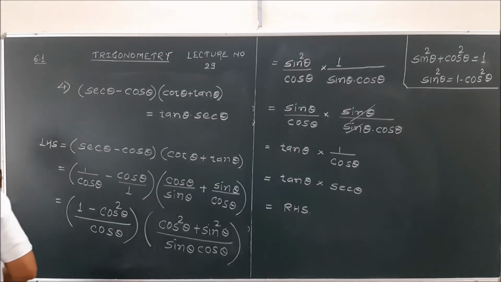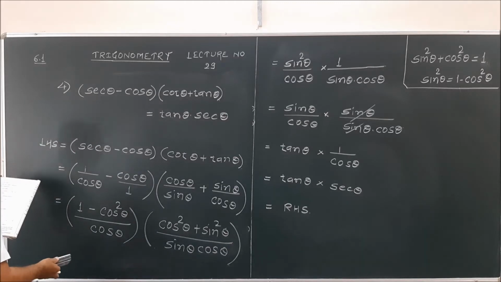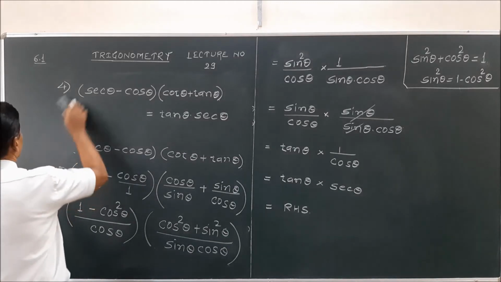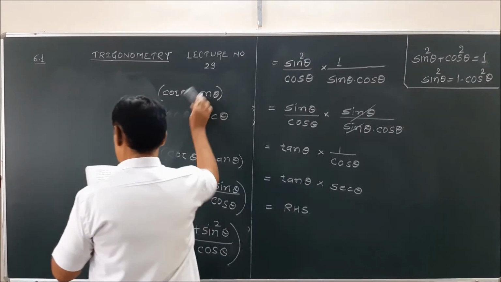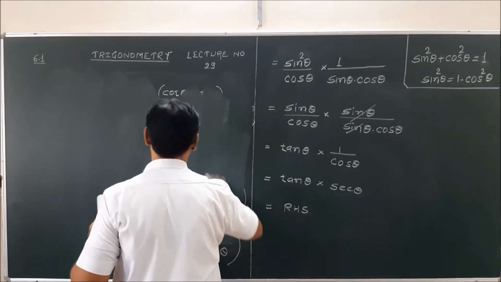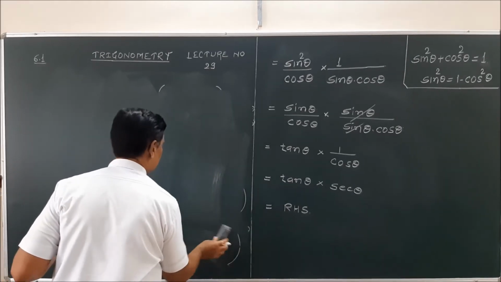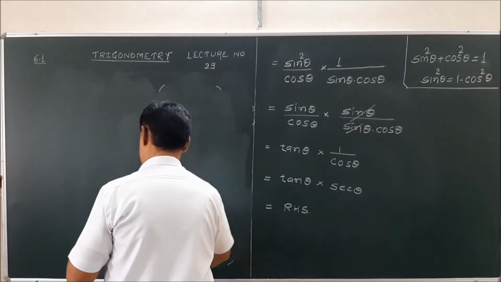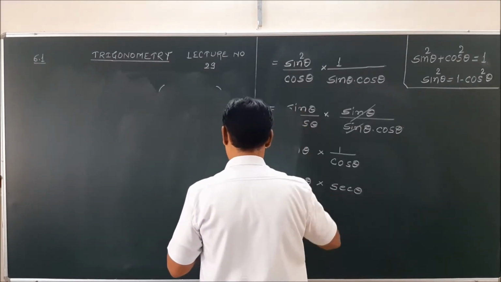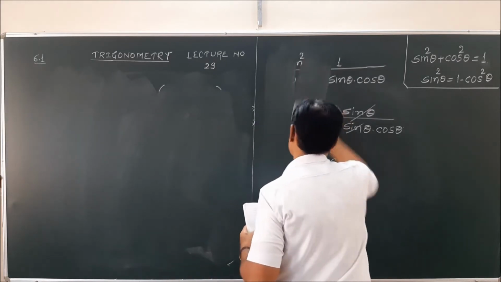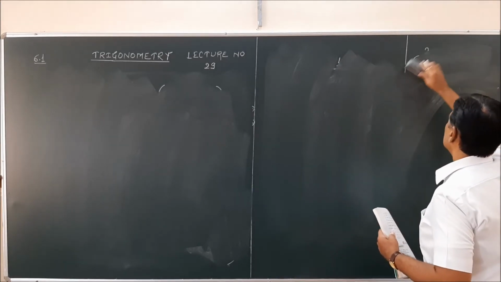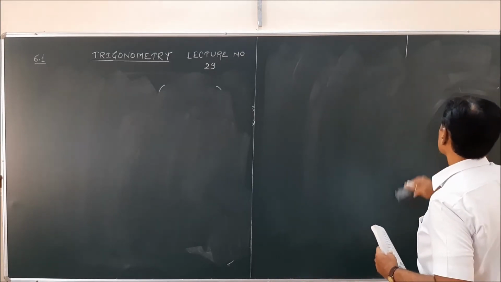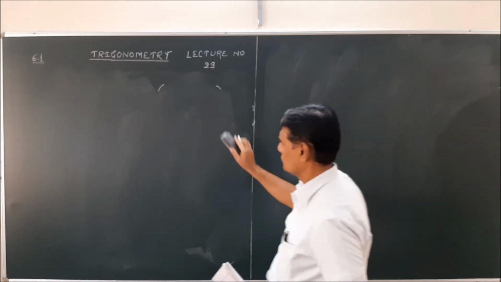The next question. The next question is 5. In the fifth question, dear students, cot theta plus tan theta is equal to cosec theta into sec theta. Same way, what we will try to do? We will try to convert them into the basic ratios.